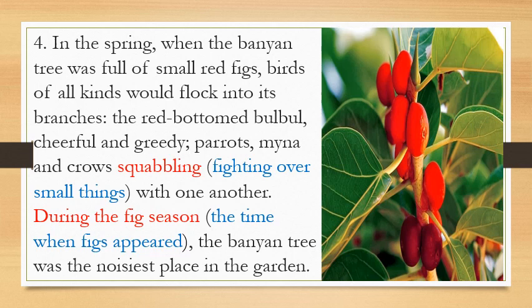Means in the spring season, the banyan tree used to be in full bloom. It used to be full of small red figs, that is a fruit. Different birds like bulbul, parrots, myna, and crows used to fight with each other over small things. Their voices together used to make the place noisy in the garden in the fig season.